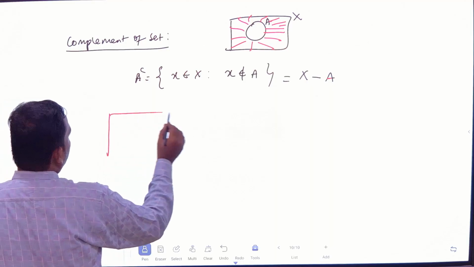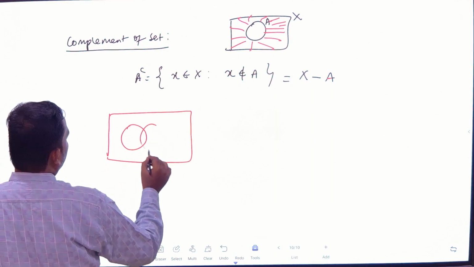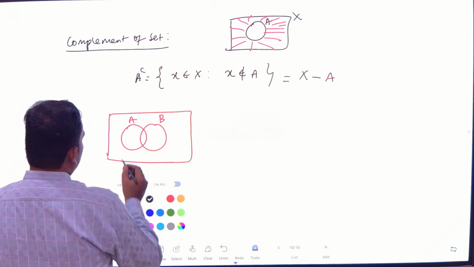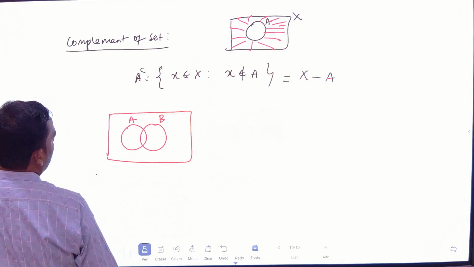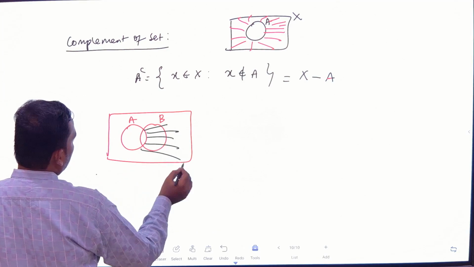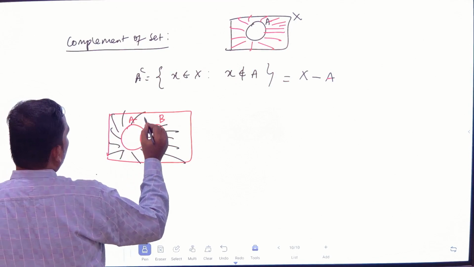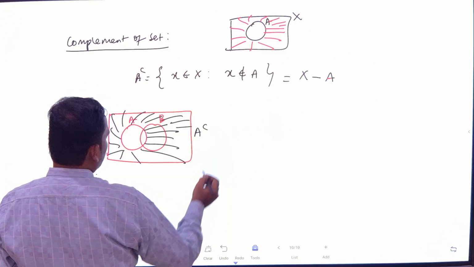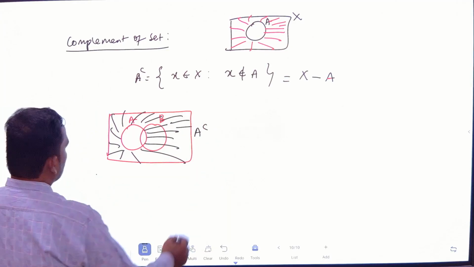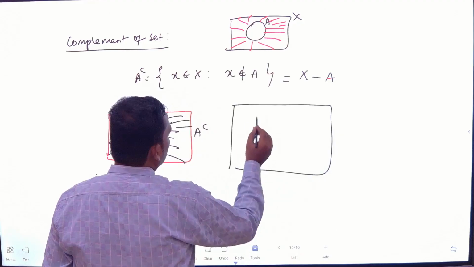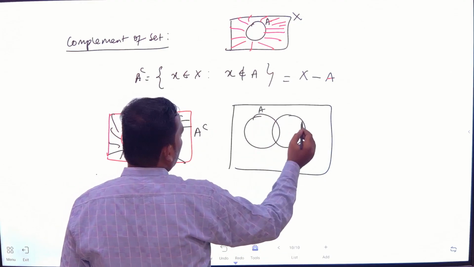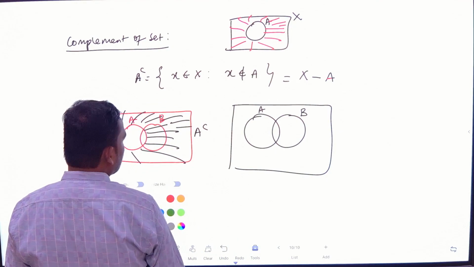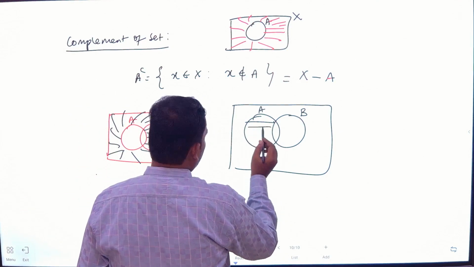Suppose this is A and this is B. So what is A complement? A complement means except A, remaining everything will be there. This black color portion is A complement. Now this is A, this is B here. So what is the B complement? You can see the B complement is everything except B.